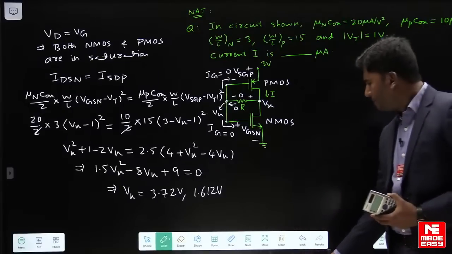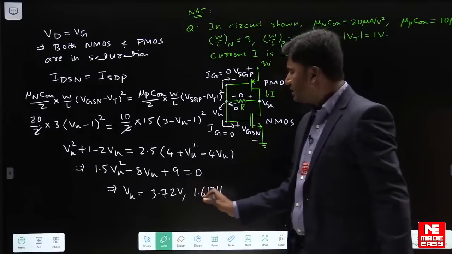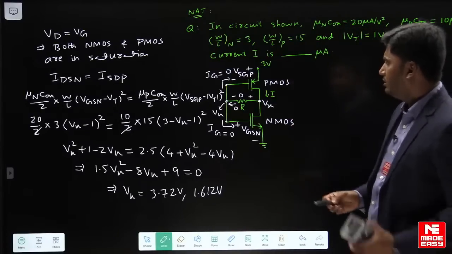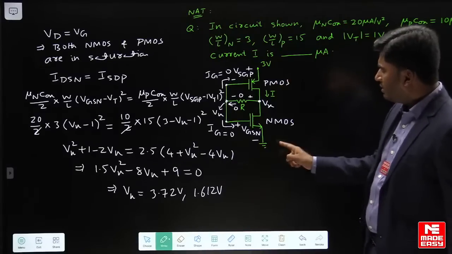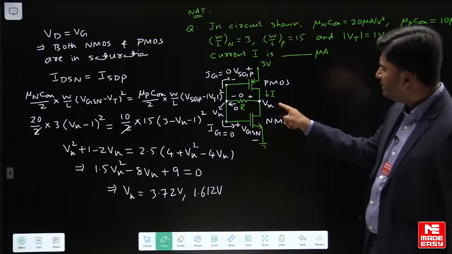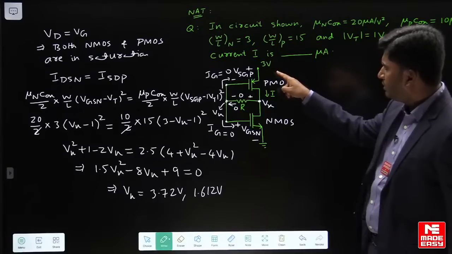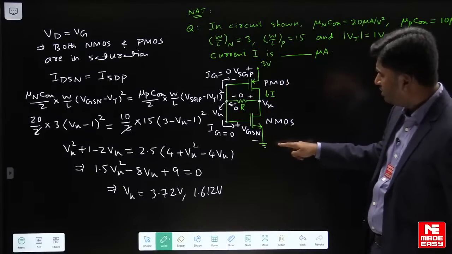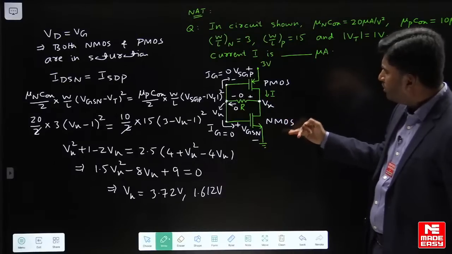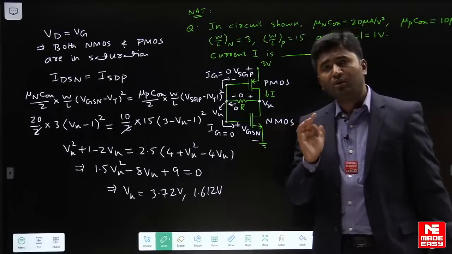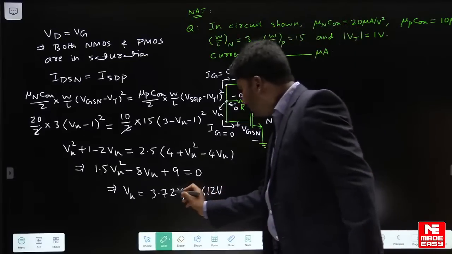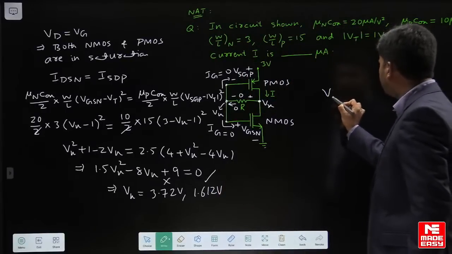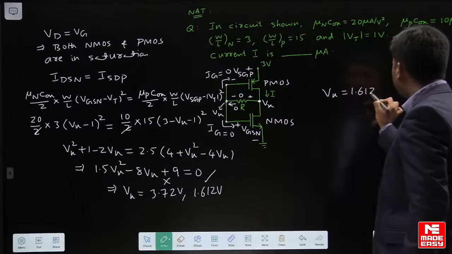All right. Now you decide which Vx is correct. Now please remember, this Vx cannot be greater than 3 volt. Supply 3 volt hai and ground means 0 volt. So Vx should be between 0 and 3. Okay, Vx is a node between supply terminal and ground. So Vx cannot be greater than 3. तो उस तरह से आप इस वैल्यू को इग्नोर कर सकते हैं. The correct will be 1.612. So correct Vx is 1.612 volt.